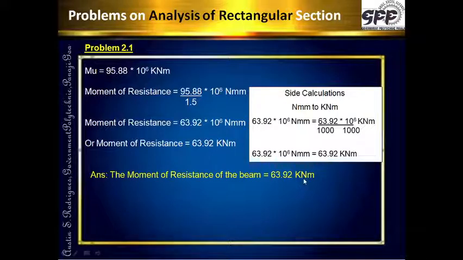So solving this problem, the data given, we have gone step by step, and finally we got the moment of resistance of this beam as 63.92 kilonewton meter.